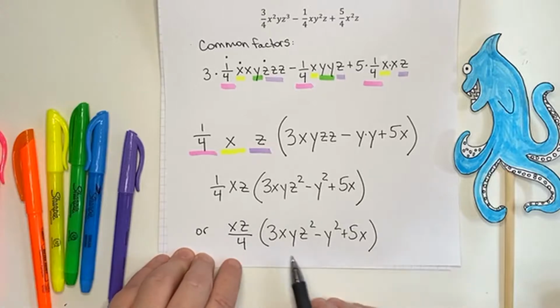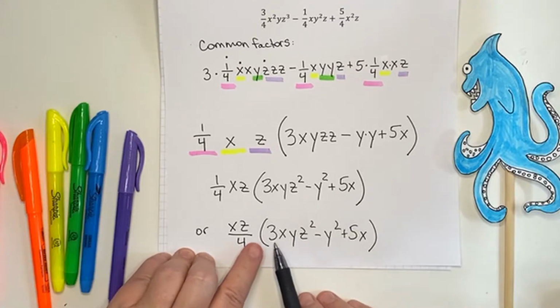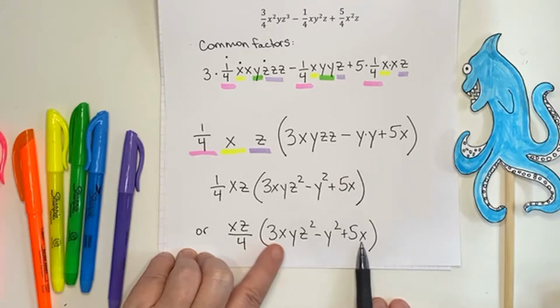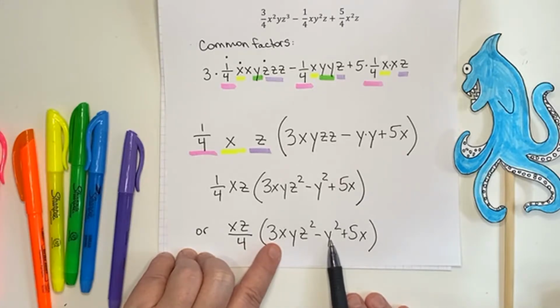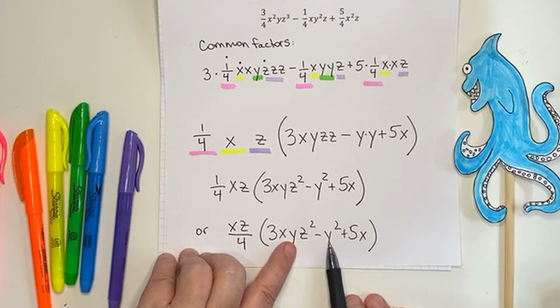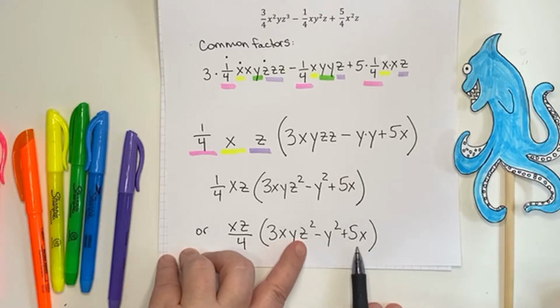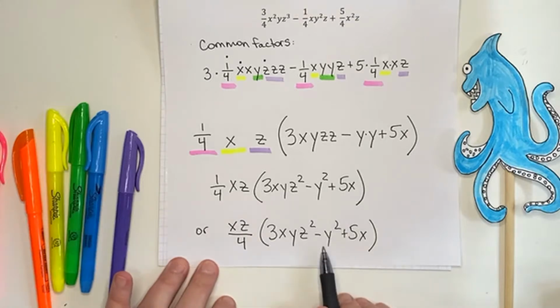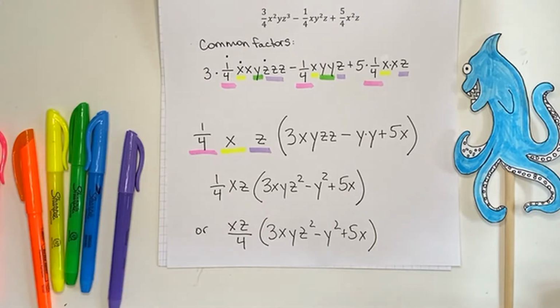And then my last step is to just check. I've got a 3. Nobody else has a 3. I've got an x. Well, these two have x's, but this term does not. I have y. These two terms have y's, but no y there. And then z's. Nobody else has z's. So there's nothing else that's common to all 3 terms. So we are done. You have done it. That is factoring out a common fraction in addition to all the other common factors.